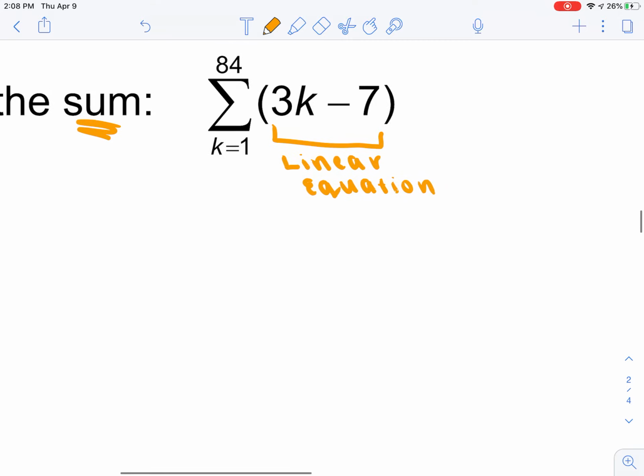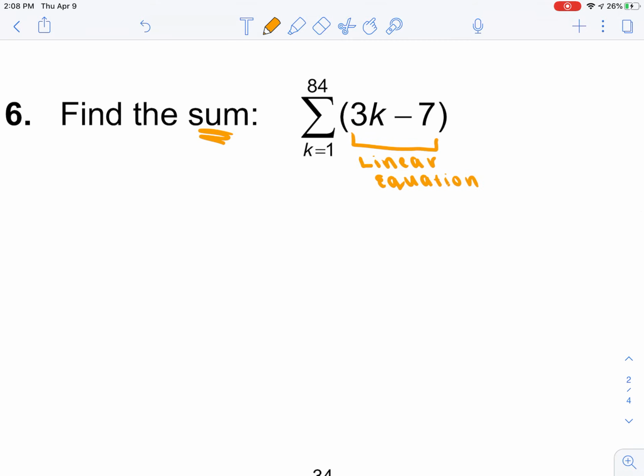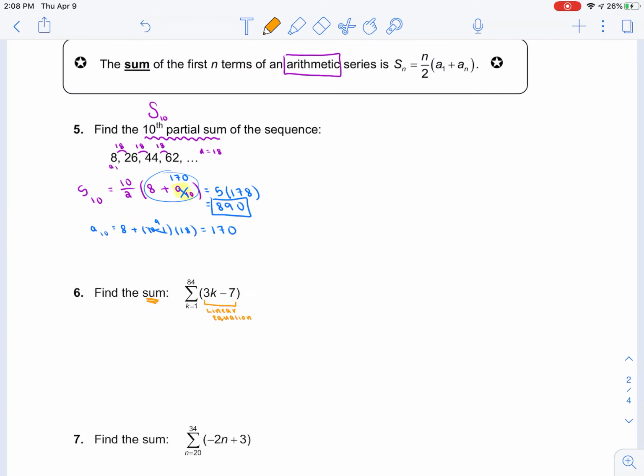So if you have a linear equation to the right of the sigma, that means you're talking about an arithmetic series. Now, if I want to find the sum, the first thing I need to do is think about how many terms I'm finding the sum of. I'm going to sub in a 1, a 2, a 3, a 4, and keep doing this all the way up until 84, and then I'm going to add all those terms together. You would never want to do this by hand because that's a lot of terms. I would never ask you to do this by hand because obviously there's got to be an easier way. So with that being said, you're going to use this formula.